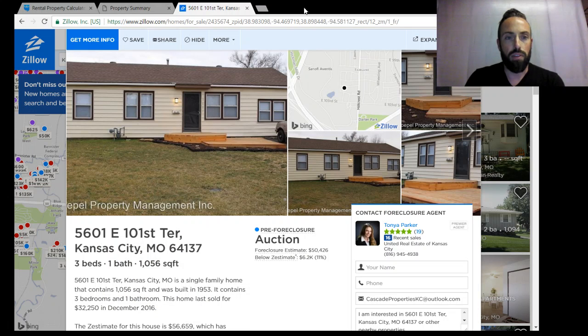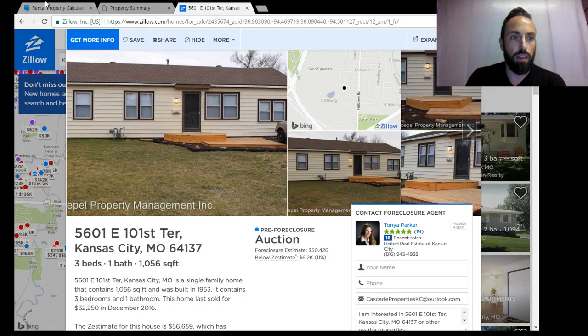The property is 5601 East 101st Terrace in Kansas City, Missouri. This is a 3-bed, 1-bath. It's just a little over 1,000 square feet, and this is pretty typical for most of our single-family rental houses.